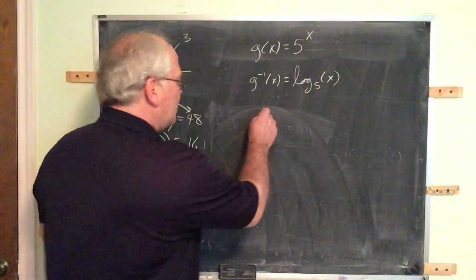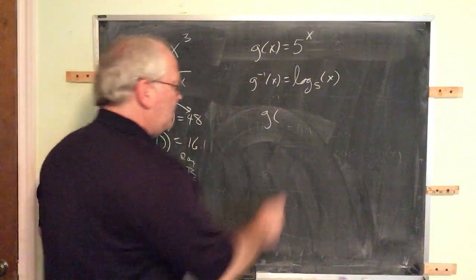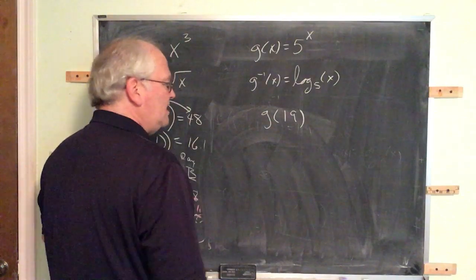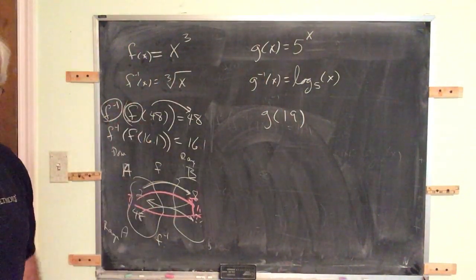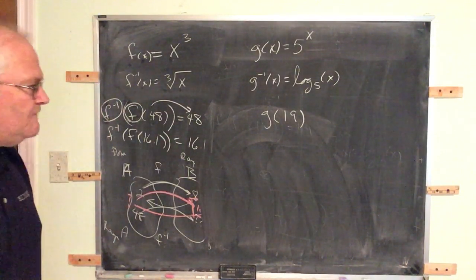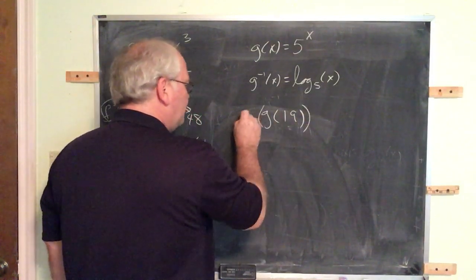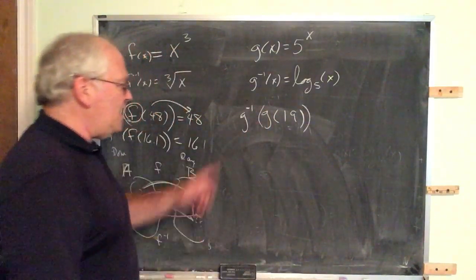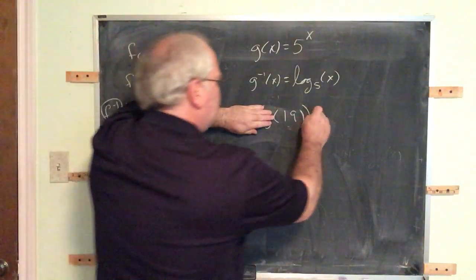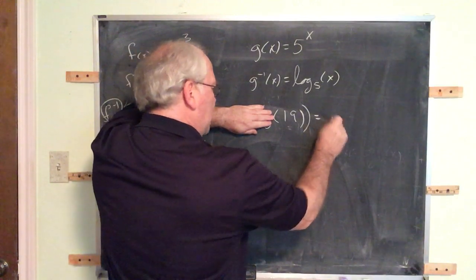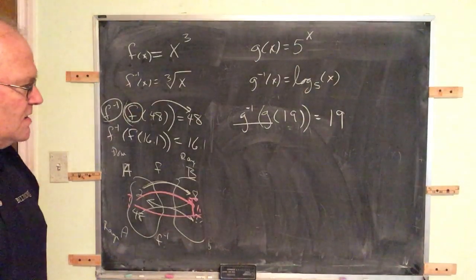And so if we take g of, pick any number, 19, g of 19, that is, if I took 5 and raised it to the 19th power, that would be a gigantically huge number. If you had a calculator, you could find it. But if you take that number, whatever it is, and then immediately take the g inverse of that, when you apply inverse functions in sequence, they cancel. What is this result going to be? Yes, that result is going to be 19.